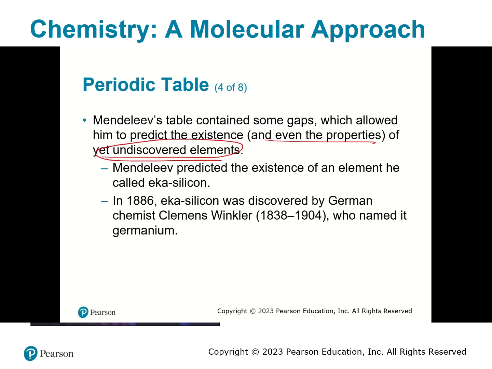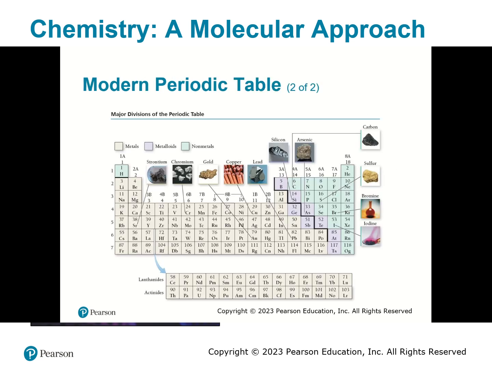He's always like, okay, I don't know which element this one is, but it will have this property and it will be discovered one day. So we're going to leave this space empty over here. This is how smart he was. So that is the modern periodic table.